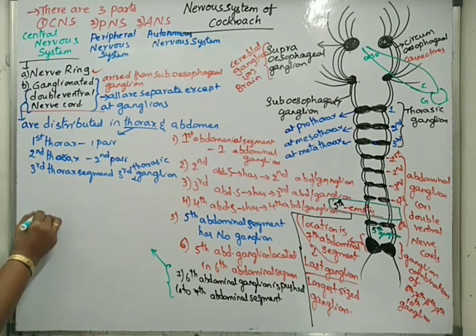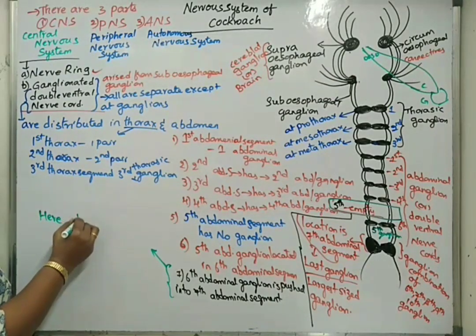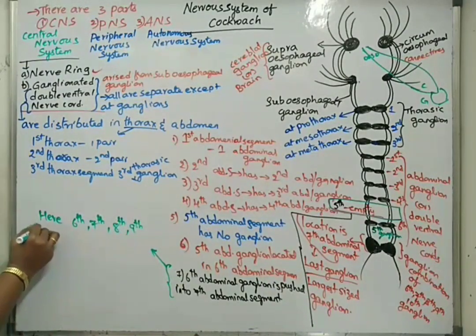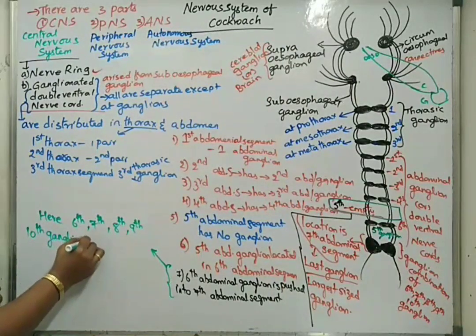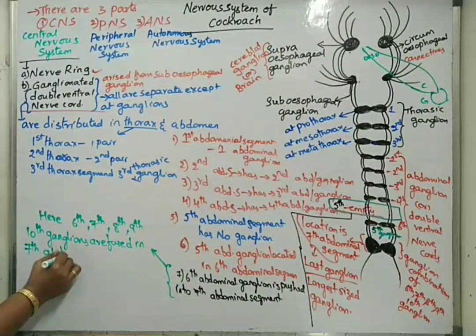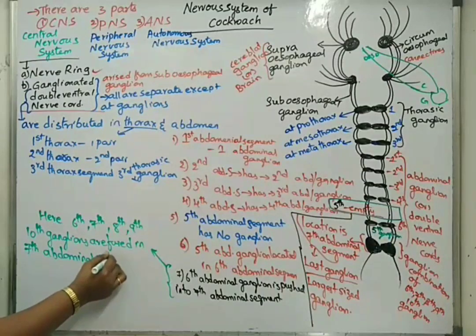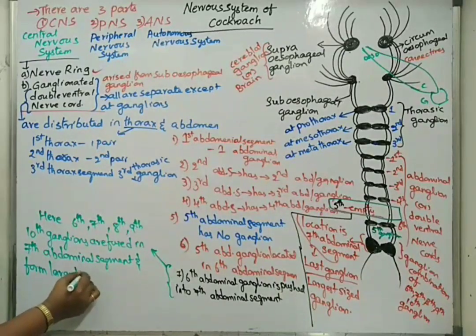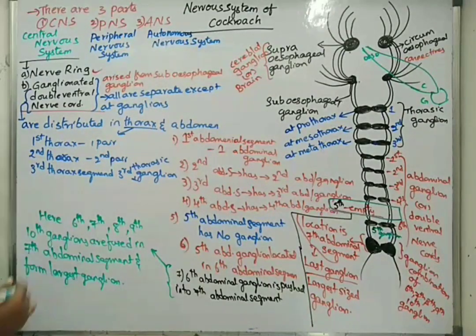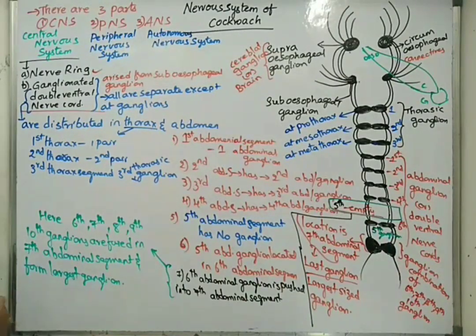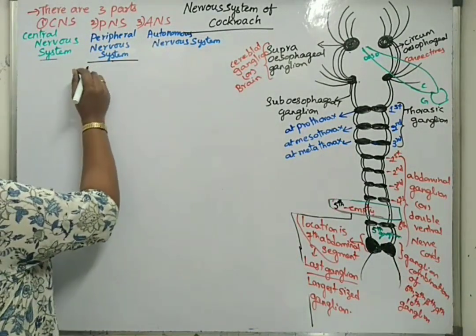So you write some points here. Sixth, seventh, eighth, ninth, tenth ganglions are fused in seventh abdominal segment and form the largest ganglion. So these are some points related to central nervous system up to here. Next, coming to peripheral nervous system.